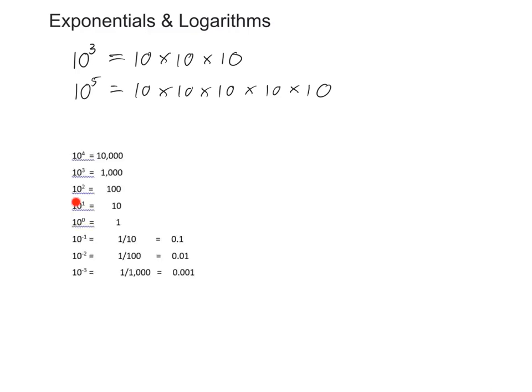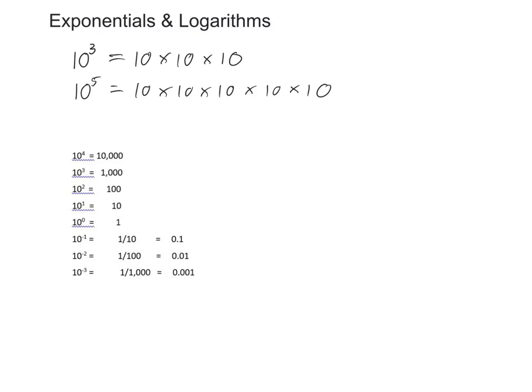Here, for example, 10 to the first power is just 10. 10 squared would be 10 times 10, or 100. 10 cubed would be 1,000. 10 to the fourth would be 10,000, and so on. So you see how as you increase the exponent, goes from 1 to 2 to 3 to 4, the value of this function grows very, very rapidly.